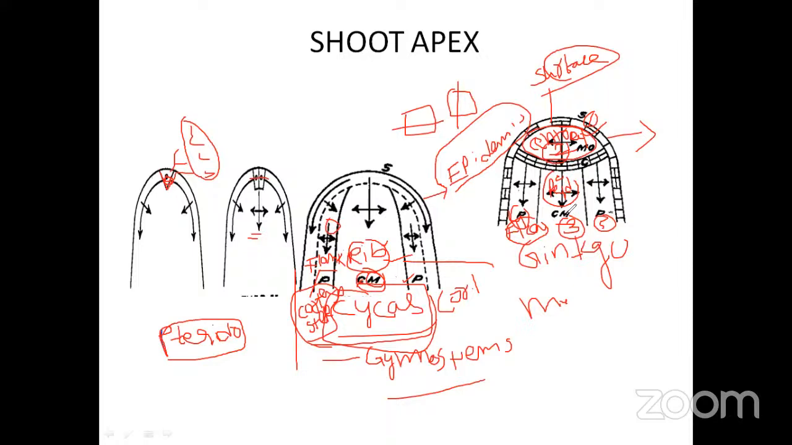Right, shoot apex theories in angiosperms. This is important. The shoot apex theories or root apex theories are involved in the formation of roots and shoots. Here are given the apical cell theory, histogen theory, and tunica corpus theory.